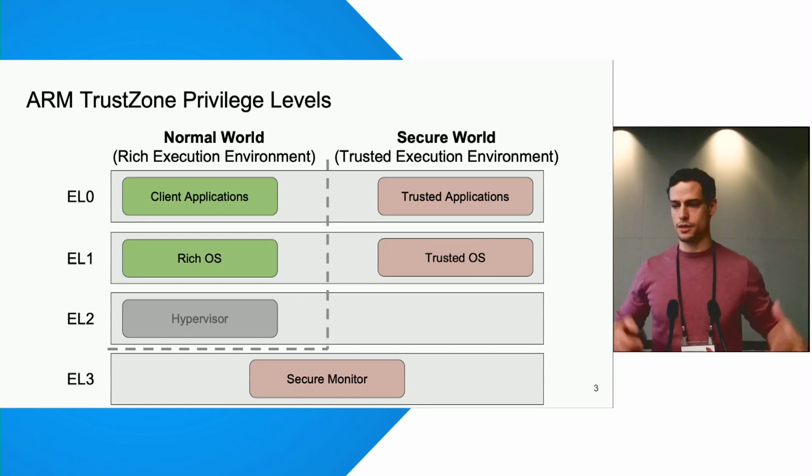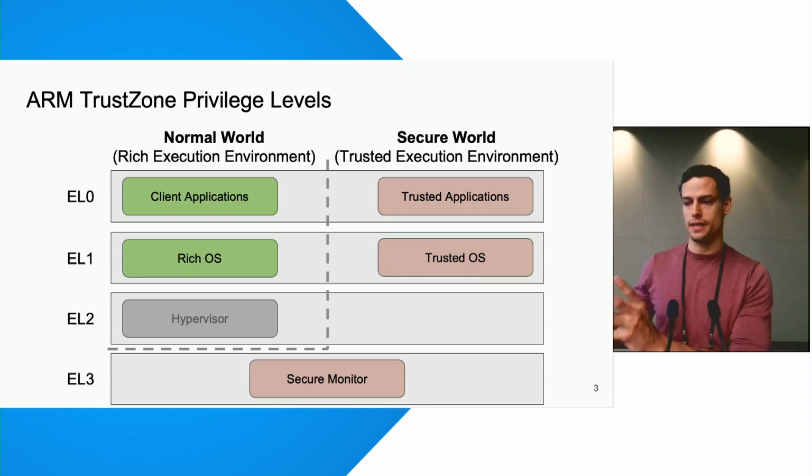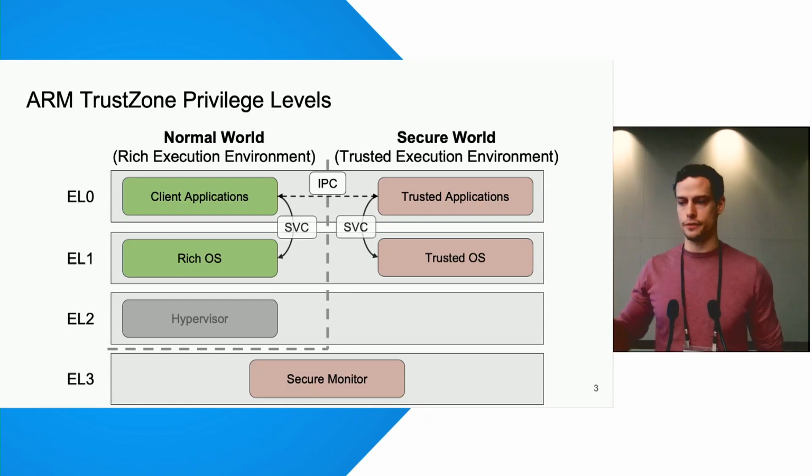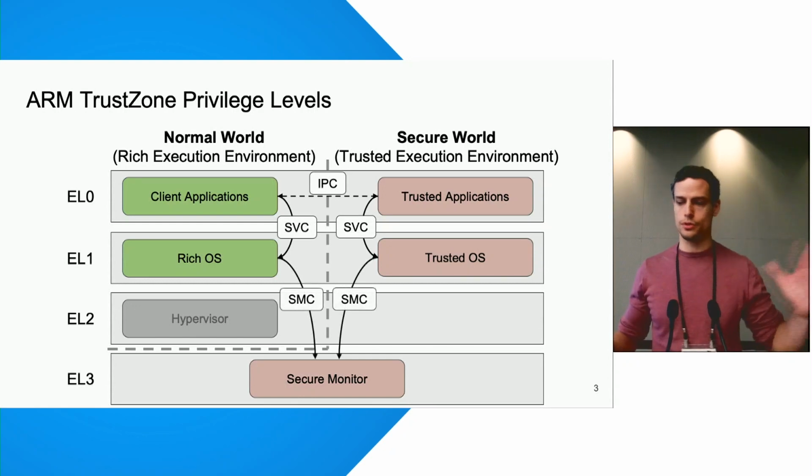And these security critical services are usually encapsulated, modularized in so-called trusted applications that you see in the upper right here. And client applications can make use of these services using some sort of inter-process communication mechanism. But they cannot do this directly. They actually have to turn to higher privilege levels, because only at the bottom here, the secure monitor is able to switch in between these execution modes.